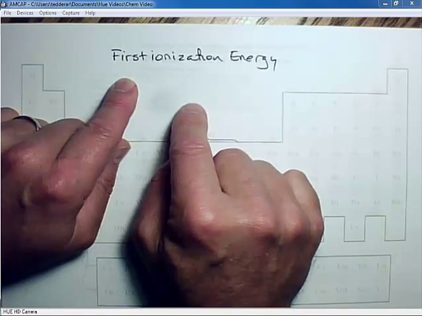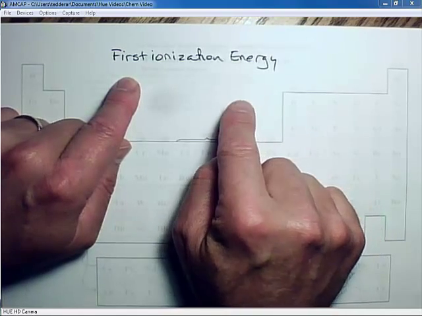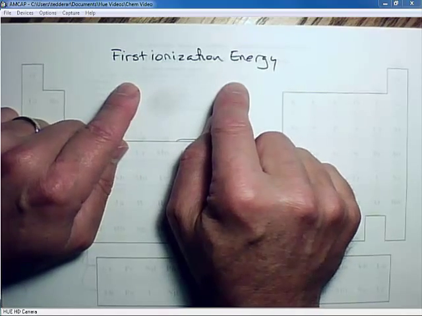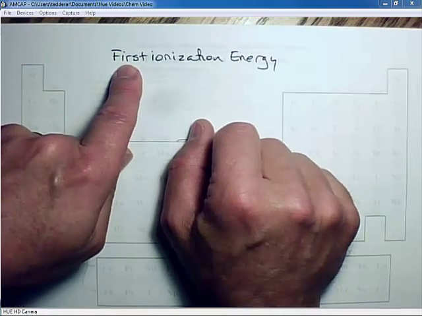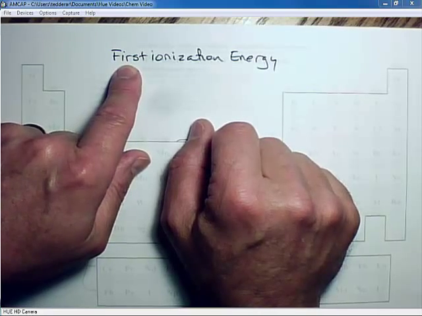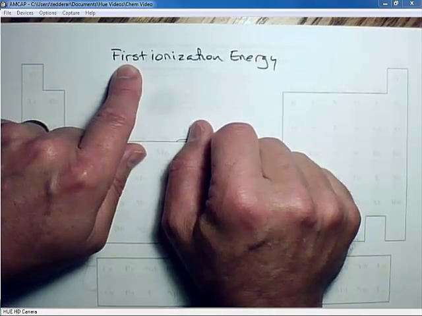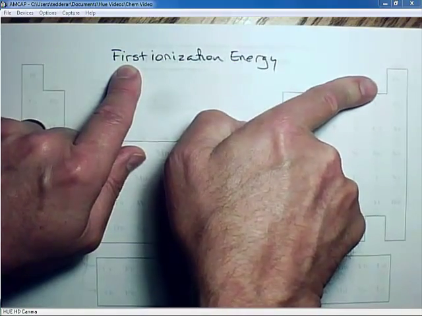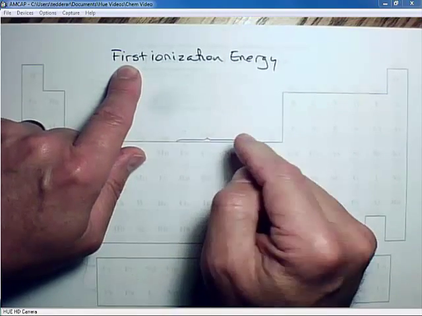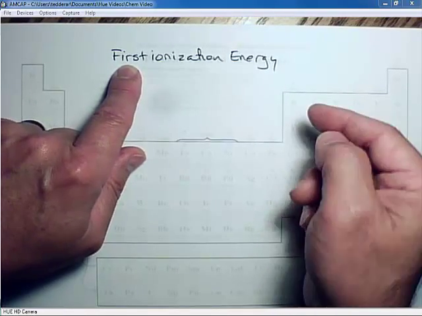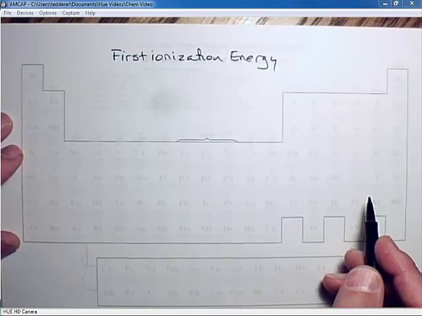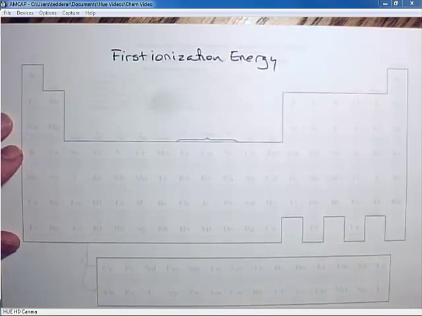First ionization energy is, by definition, the energy required to remove the first electron from an atom. So you're going to have to put energy into the atom to get an electron out. The first ionization energy is the energy required to remove that first electron from an atom.